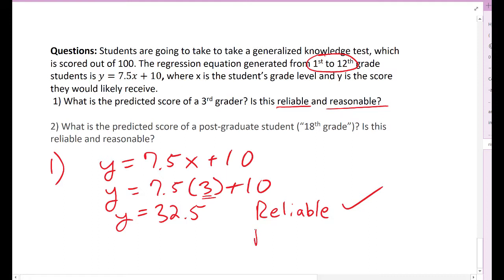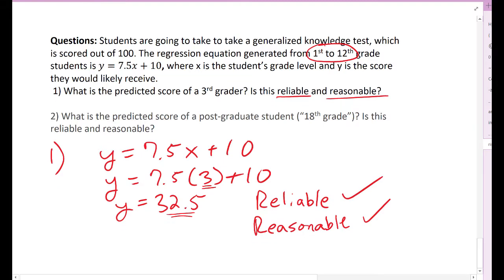Reasonable. Is our answer reasonable? To answer this question, you ask yourself, is it possible for a student to score 32.5 on a test? Yes, it is possible. So reasonable means, can you obtain that score? Somebody could get a 32.5. It's not a great score, but it's possible. Is it possible for somebody to score a negative 20? If you plug in your x value and end up with a negative number, it doesn't make sense in the context of our problem, and in that case your answer would not be reasonable. Or if a person scored more than 100, they can't score more than 100 on this test.